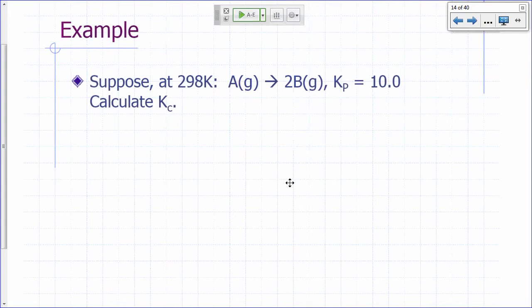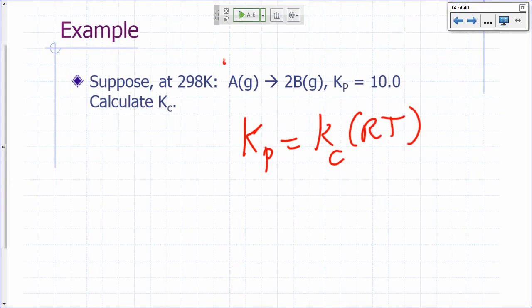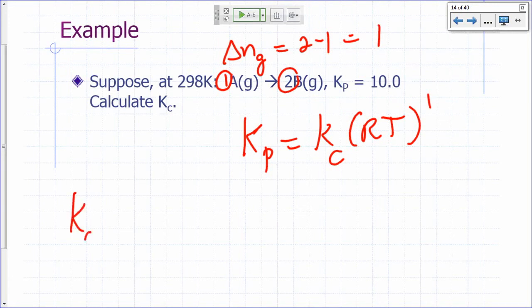A goes to B gas. Suppose you found Kp to be 10, what would be Kc? What's the relationship again? Kp equals Kc times RT raised to the delta N. What's delta N gas here? 2 moles of gas in the product, 1 mole in the reactant. That's going to be 2 minus 1, which is equal to 1, so Kc RT to the 1. So if I want to solve for Kc, Kc would be Kp over RT, right? So what would it be?